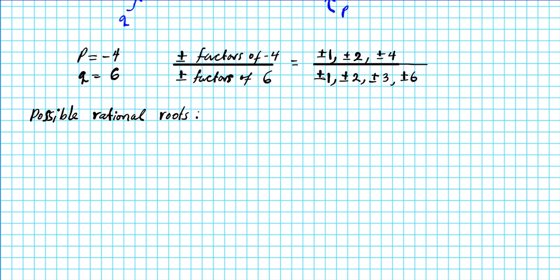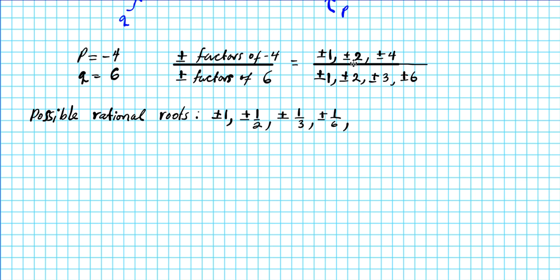So if we are focusing on the first factor in the numerator, plus or minus 1, if we divide that by plus or minus 1, 1 over 1 is 1, so plus or minus 1. 1 over 2 is 1/2, so plus or minus 1/2. 1 over 3 is a third, so we have plus or minus 1/3. 1 over 6 is 1/6, so we have plus or minus 1/6.